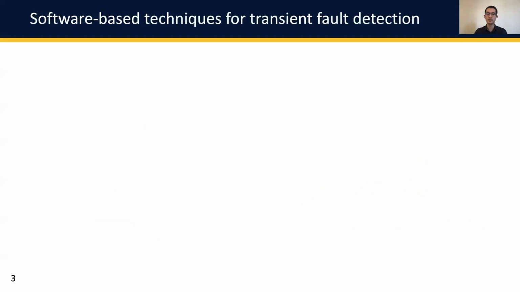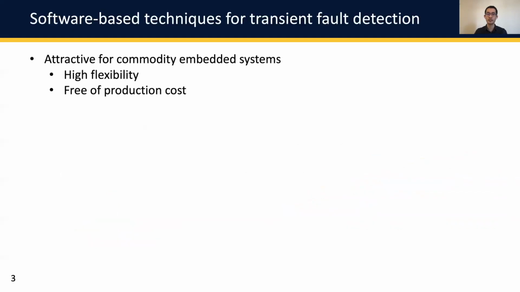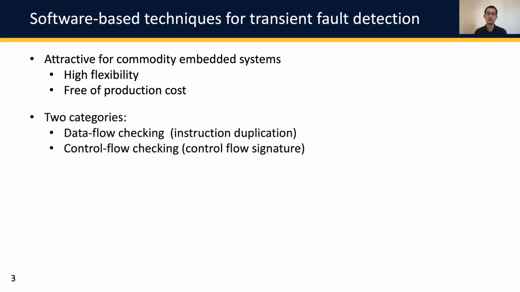We focus on software-based solutions for transient fault detection because they are more attractive for commodity embedded systems. They have high flexibility and are free of production cost. These techniques are generally classified into two categories, data flow protection and control flow protection. The former uses instruction duplication to make sure each data used in computation is correct, and the latter relies on signatures to validate the control flows in a program.